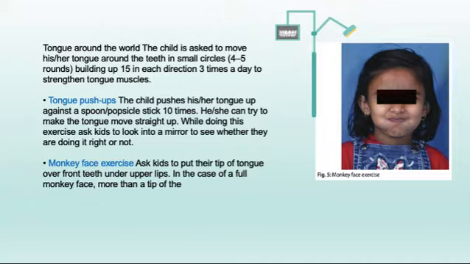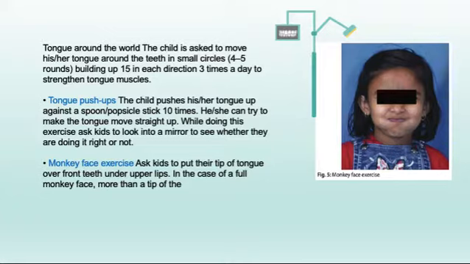Tongue around the world. The child is asked to move his or her tongue around the teeth in small circles, building up to 15 in each direction, 5 times a day, to strengthen the tongue muscles.